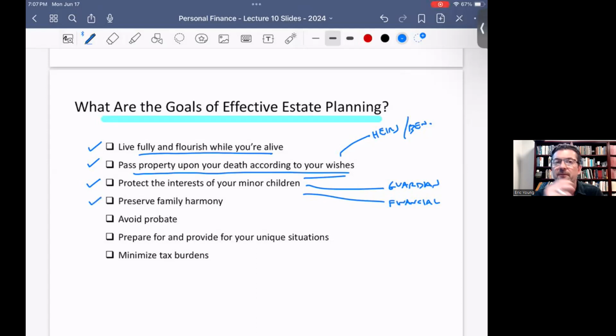Another major goal of effective estate planning should be to preserve family harmony. I'm involved in the state of California, in the probate community. I'm not an estate planner, I'm not a lawyer, but I'm involved in the broader community of people that work through estates and trusts. And one thing that you learn when you do that work is just, if you don't have a good estate plan, just how bad that is for the family that you leave behind.